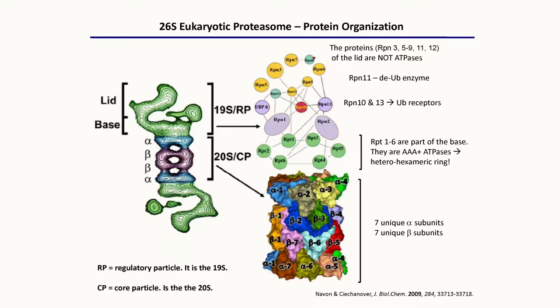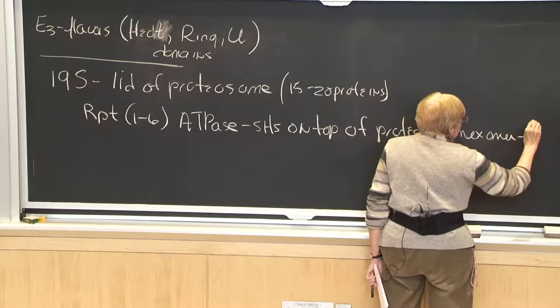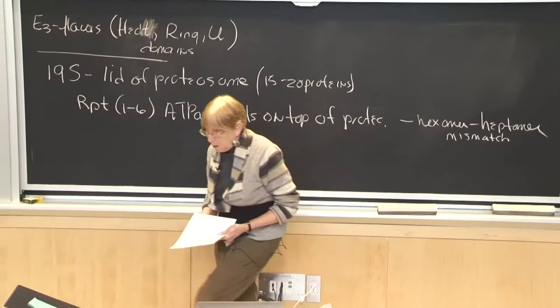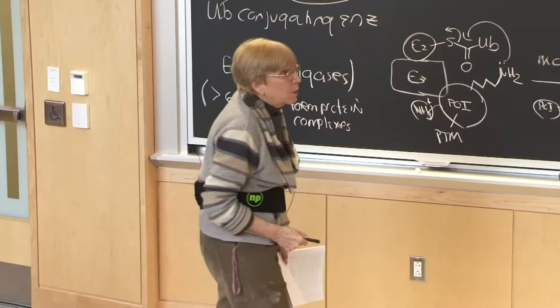So what do you have here that's also similar to the ClpX ClpP system? Here's a hexamer, and remember that we looked at beta and alpha, that they were 7-mers. So again, just like with ClpX and ClpP, you have a mismatch. So we have a hexamer, heptamer mismatch, just like you did before. And why nature has chosen to do this, I don't know, but remember even the alpha subunits are inactive, the beta subunits are only 3 out of the 7 are active. It's just really quite complex.